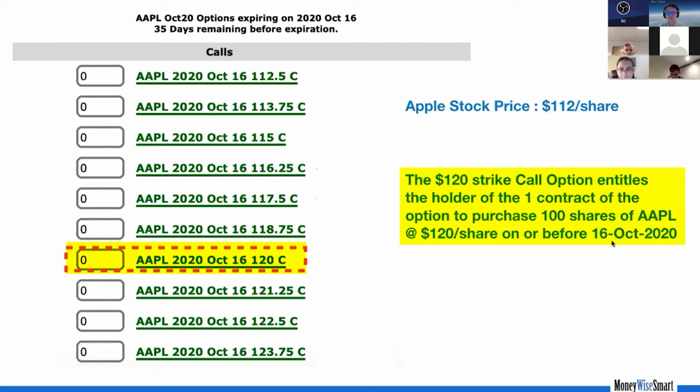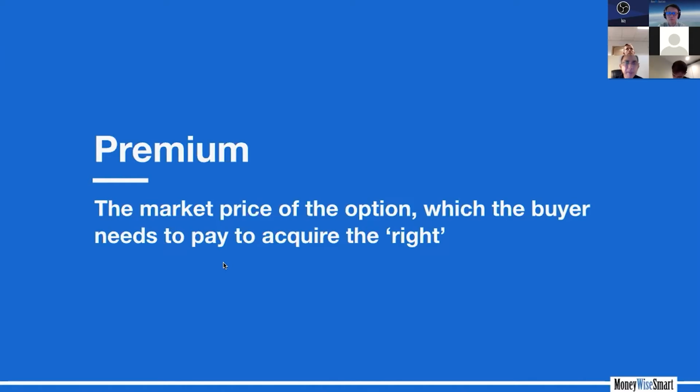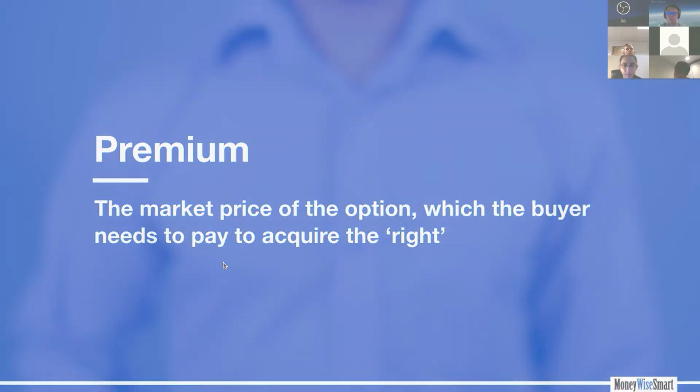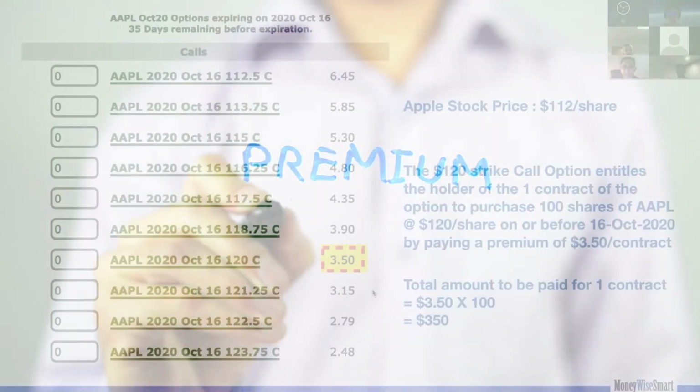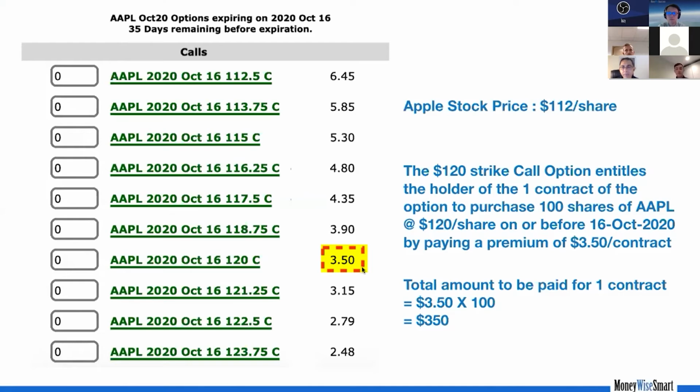The important thing is to always check the contract before you are using an option, and ensure that you exactly know what the multiplier is. The premium is basically the market price of the option, which the buyer needs to pay to acquire the right. Just like when you buy an insurance policy, you need to pay a premium. So it's exactly the same. In this case, this option has a premium of $3.50, which means that the total amount to be paid for one contract is $3.50 multiplied by 100, which is $350.